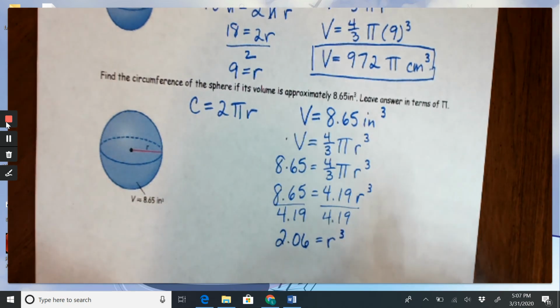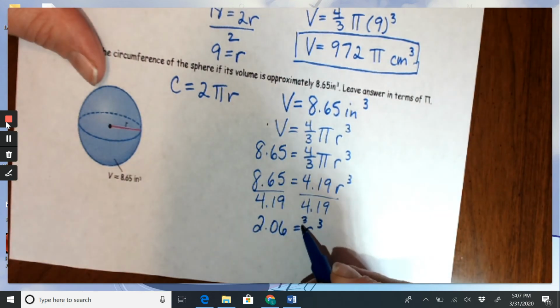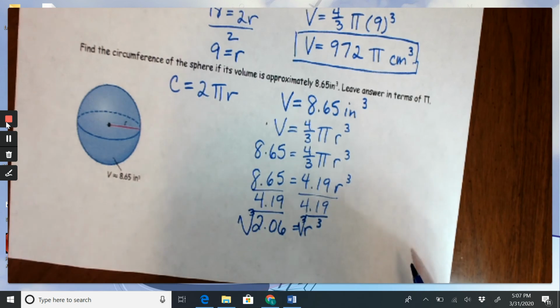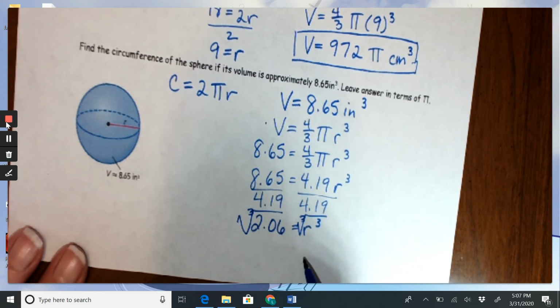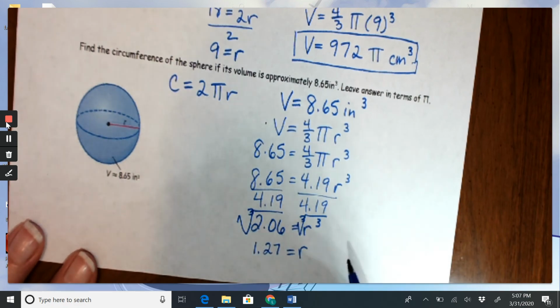Now, to undo a cube, we know we need to take the cube root of it. We can also do that in our calculator. You can hit the math button, and the math button will give you a drop-down menu, and you'll have a cube root option. And so r is equal to 1.27. But again, we didn't need to know the r.